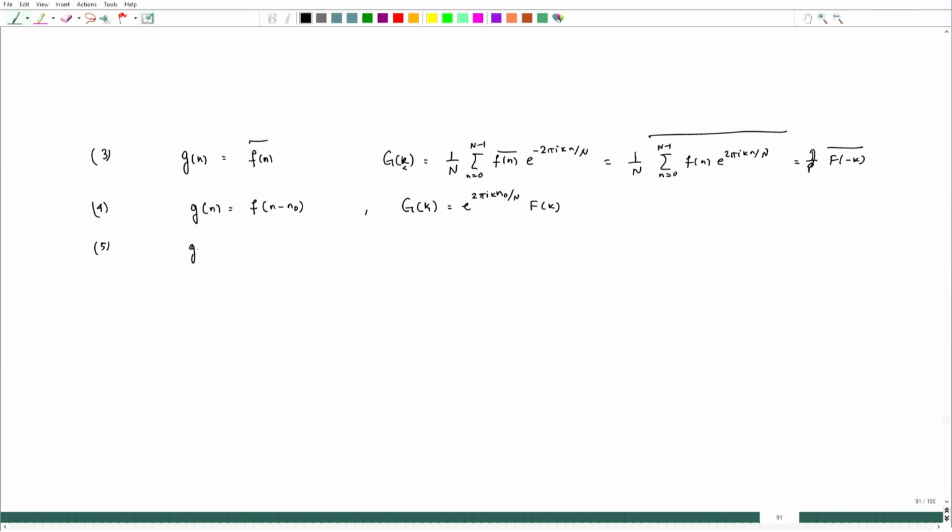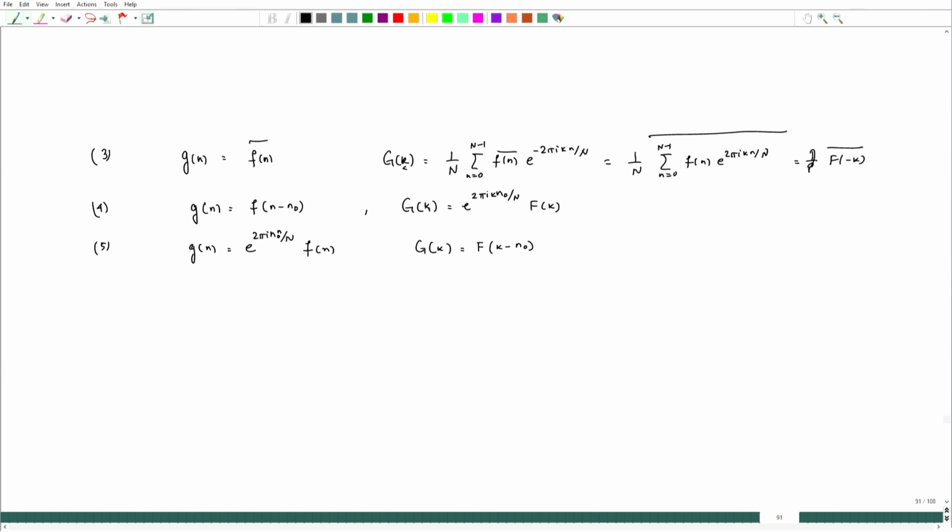Now, if you take g of n and you hit it with a character, e to the power 2 pi i n naught n by n times f of n, then g hat of k is going to be f hat of k minus n naught. You just take the sum inside, and then what you get is this. Okay.